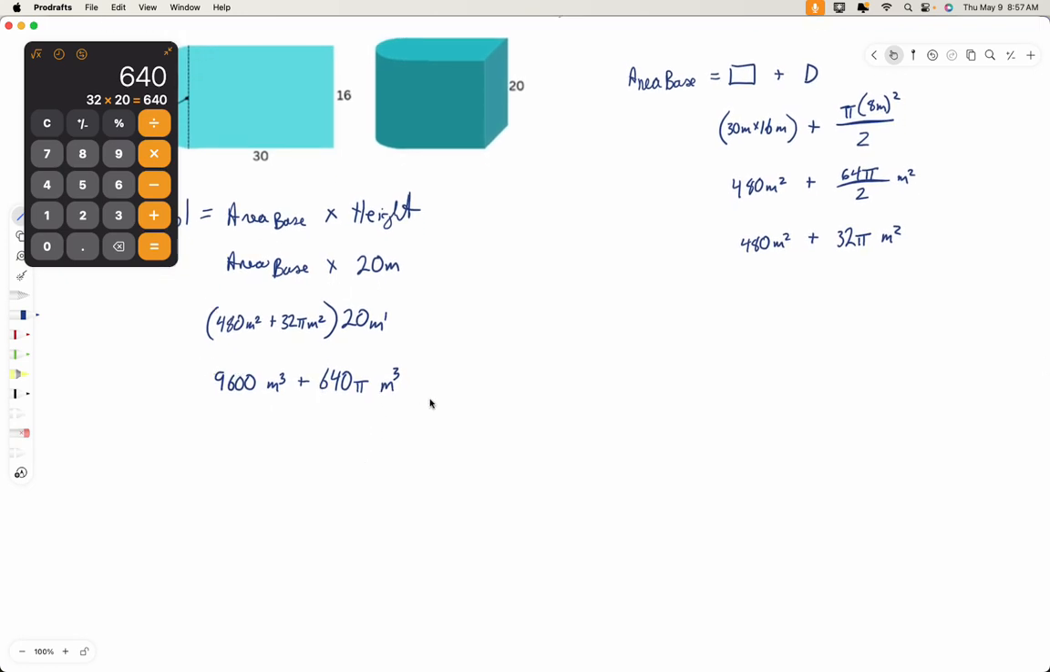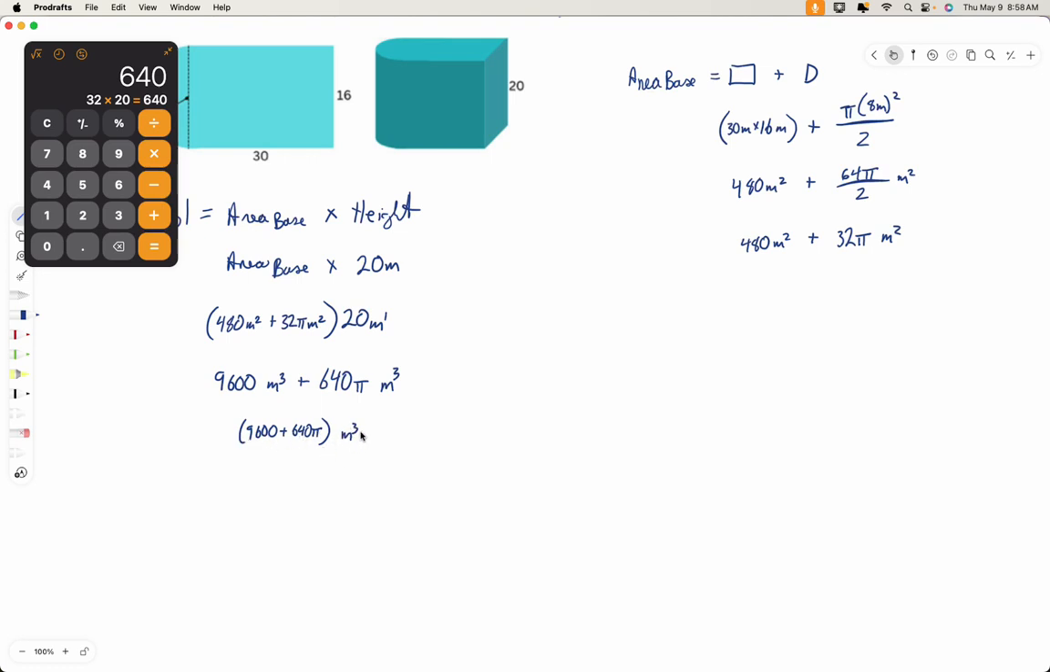So we don't usually write it like this, though. We write it as short as possible because mathematicians are lazy. So we write 9,600 plus 640 pi meters cubed. Because we don't like writing more than we have to. They don't want to write meters cubed twice. They want to write it one time, because it's redundant when you have to write the same thing over and over again. It gets on your nerves, right? They want to write it as quickly as possible. So this is what we do.